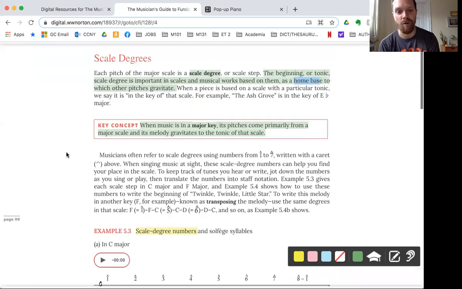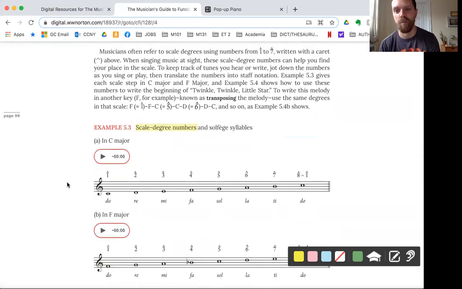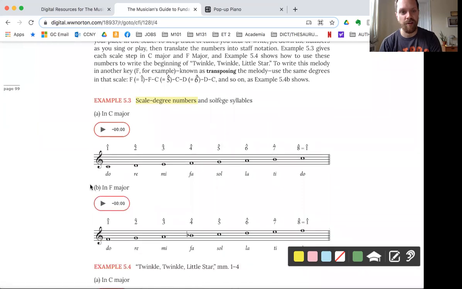But that scale degree 1 is what tells us what we call these scales. So here are your scale degree numbers. If we take a C major scale, this is C major. 1, 2, 3, 4, 5, 6, 7, 1.